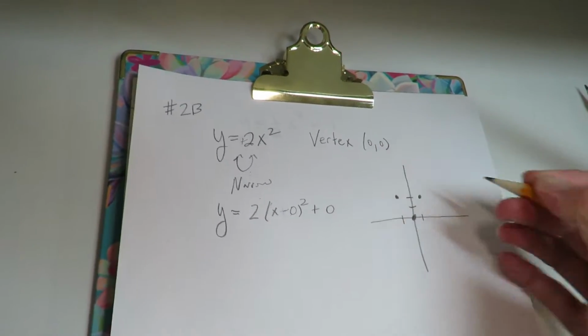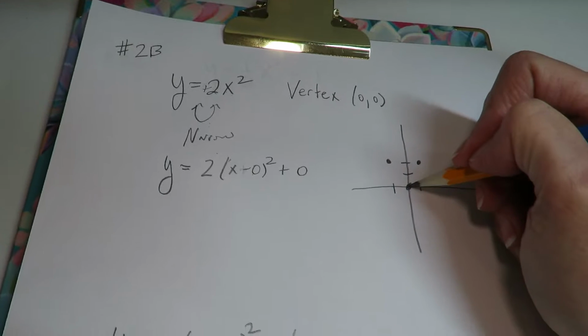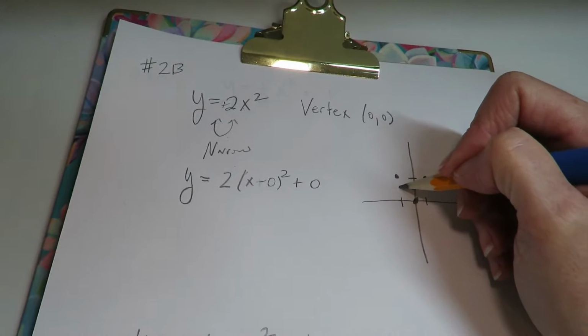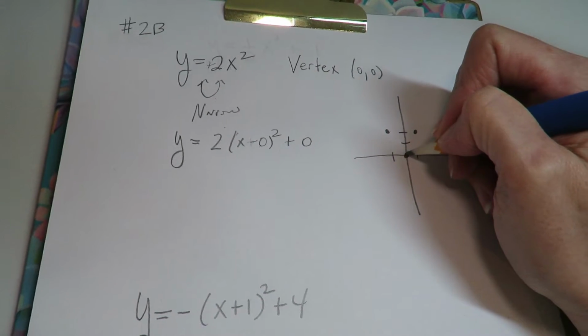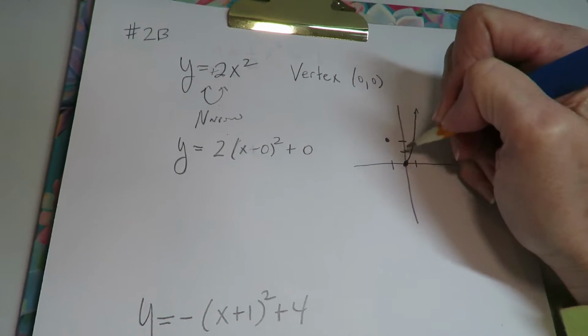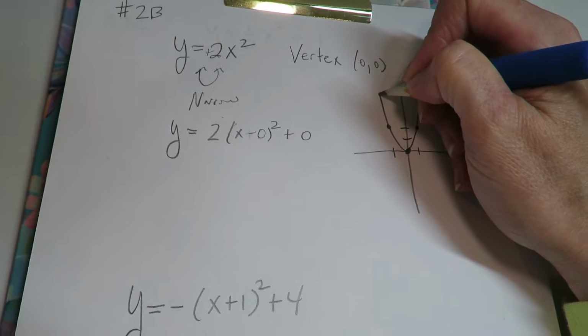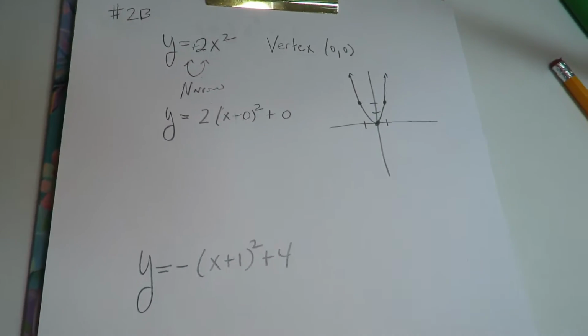Or you could just use symmetry to find it. So what usually would have been at (1, 1) and (-1, 1) is up higher. They're both at a height of 2, which is stretching out the parabola, making it more narrow.